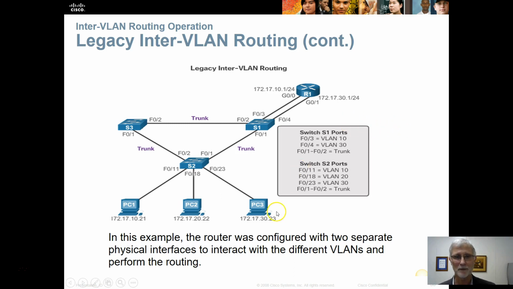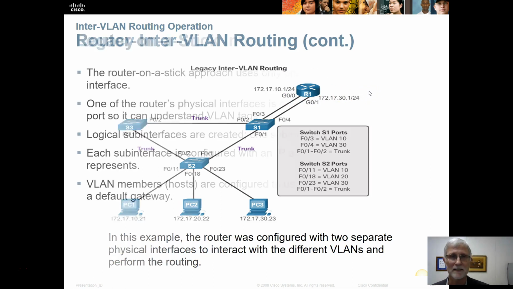So here's just an example. The router is configured with two separate physical interfaces, Gigabit 0/0 and 0/1. So I had to waste two IP addresses just for the connectivity back to my switch network, which means now I have to add tons of interfaces. Look at a school with 40, 50 switches. If I had to buy a router with that many interfaces, ouch, pretty pricey.